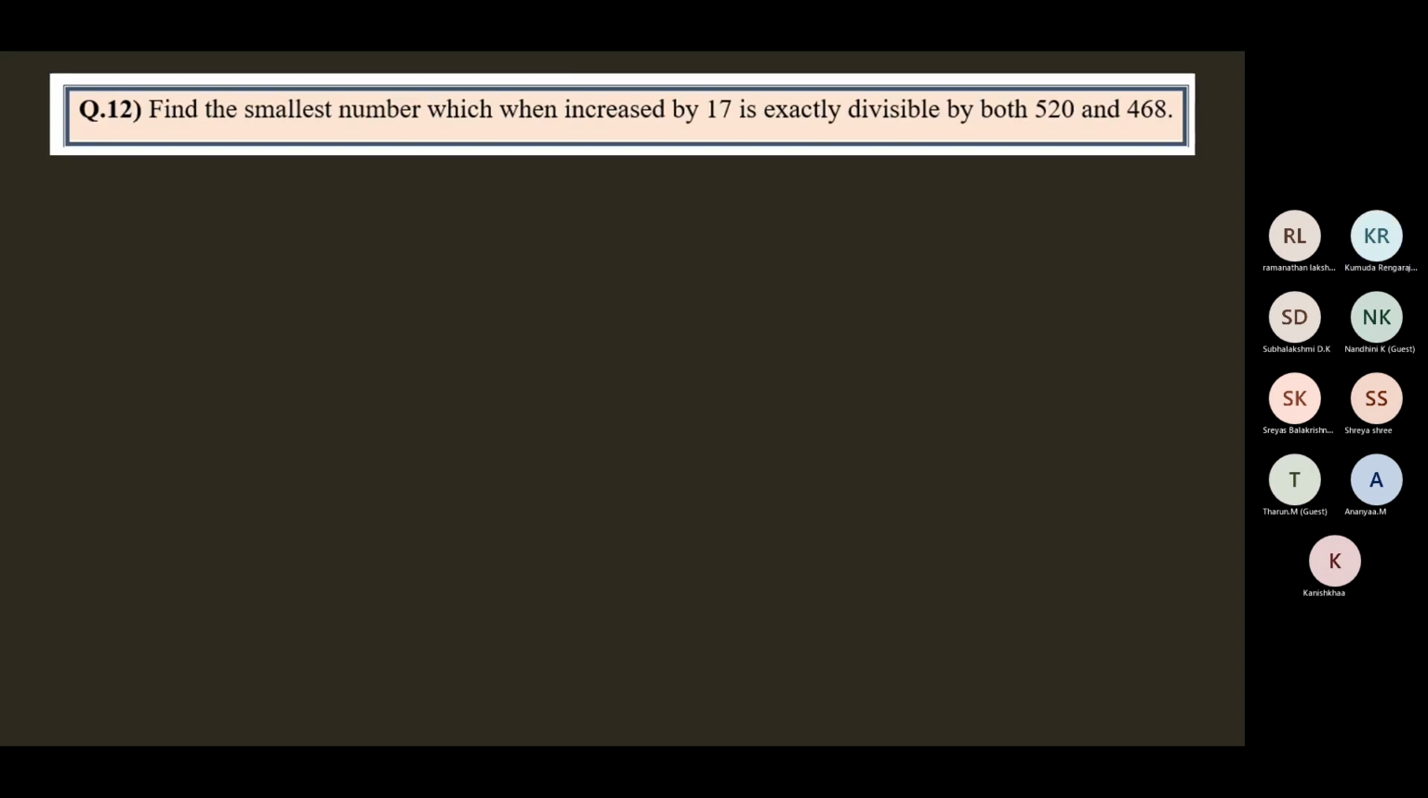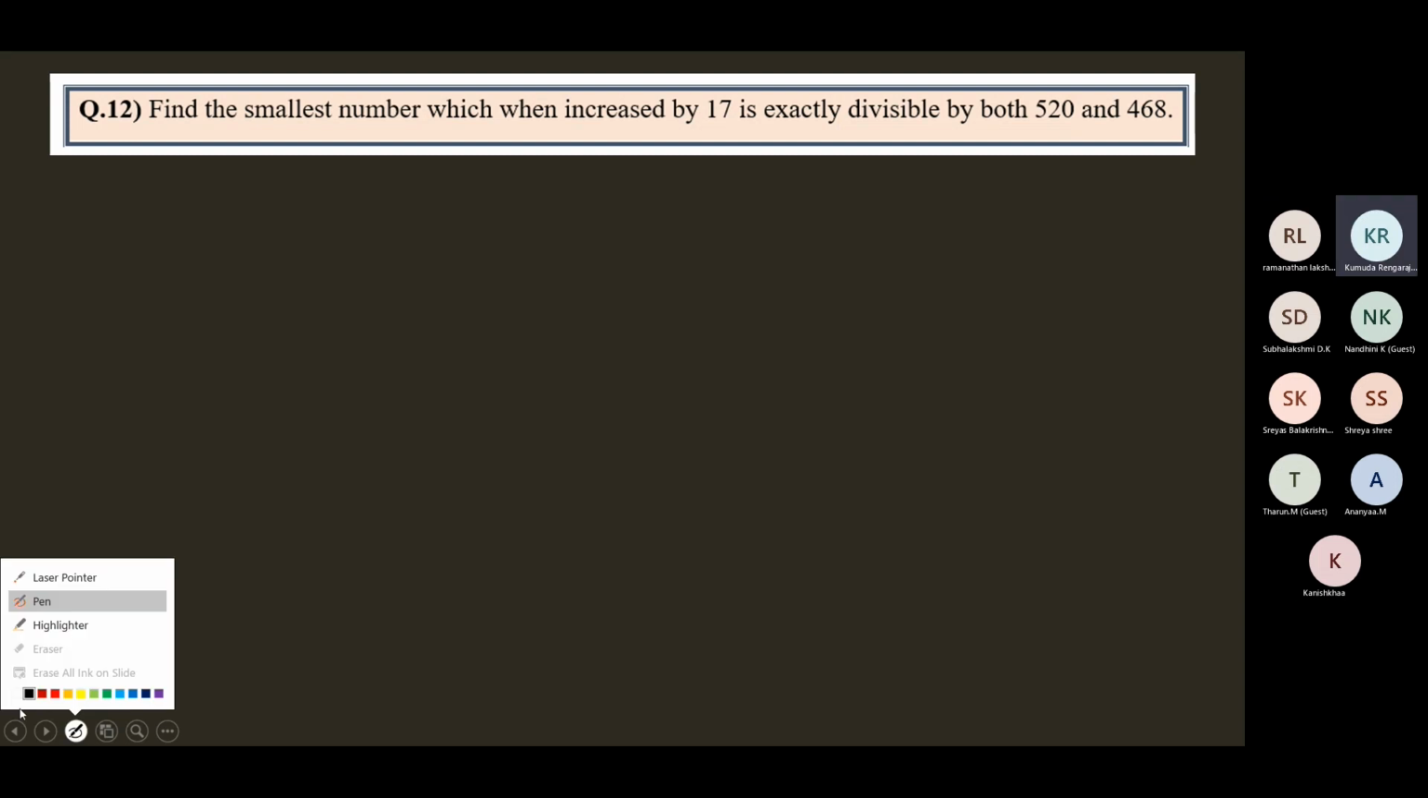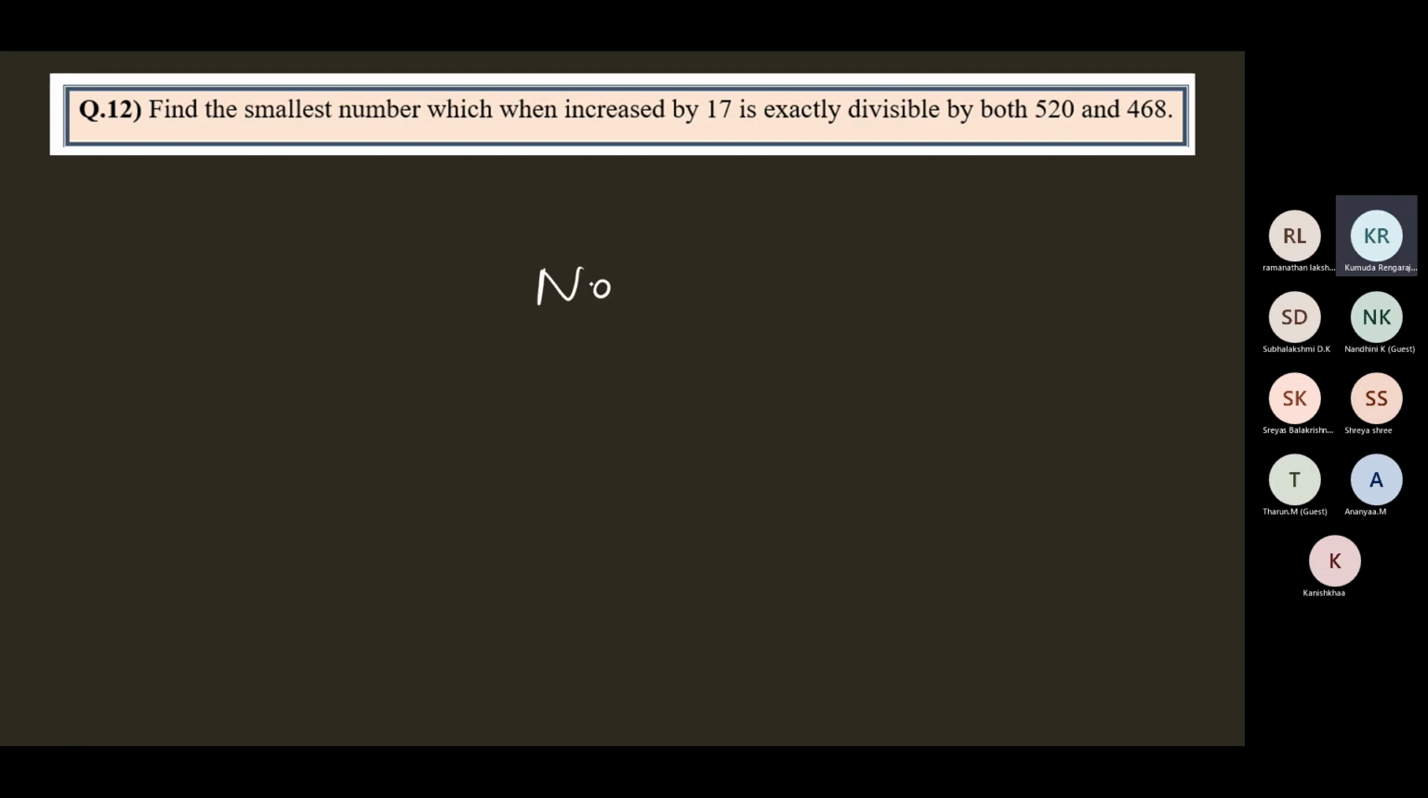All right, children. Find the smallest number which when increased by 17 is exactly divisible by these two numbers. That number which you're going to find will be divisible by 520 and that number will be divisible by 468. So you're looking for the numerator, LCM.